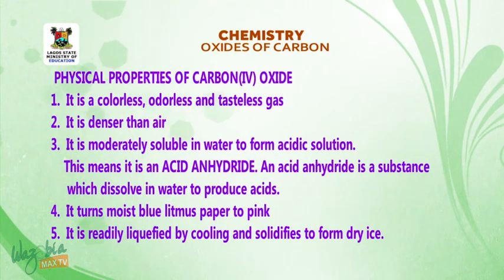Number one, it is a colorless, odorless, and tasteless gas. Number two, it is denser than air. Number three, it is moderately soluble in water to form acidic solution. This means carbon dioxide is an acid anhydride. An acid anhydride is a substance which dissolves in water to produce acids.